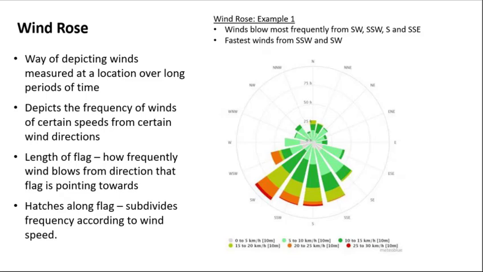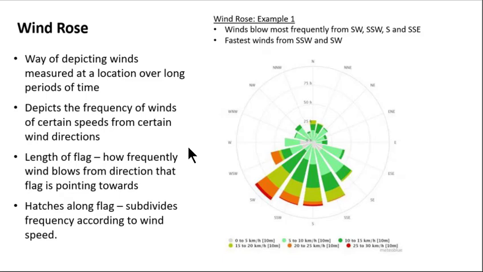The most common way this is done is through a windrose, an example of which is shown on the right side of the graphic. A windrose is a graphical depiction of the hour-by-hour winds measured at a location over a long period of time, for example, a year. It depicts, using flags organized concentrically around a circle, the frequency of winds of certain speeds from certain directions.